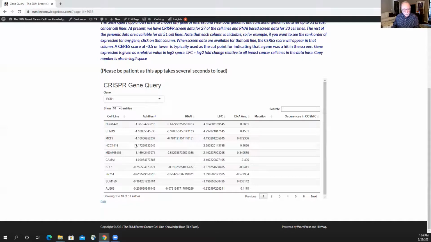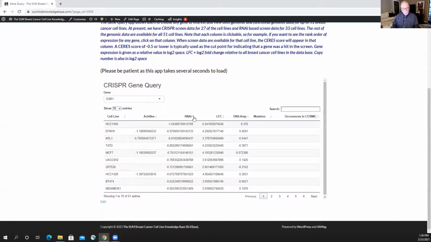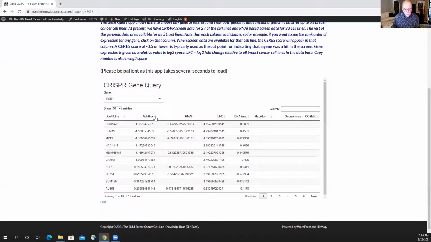And then by contrast, there are cell lines for which we only have CRISPR data and we don't have RNAi data. So again, if you want to see all of the breast cancer cell lines that are ER positive, use both and click on both in order to rank order the cell lines based on the level of essentialness. Again, the more negative the number, the more essential. So let's explore that a little bit further.